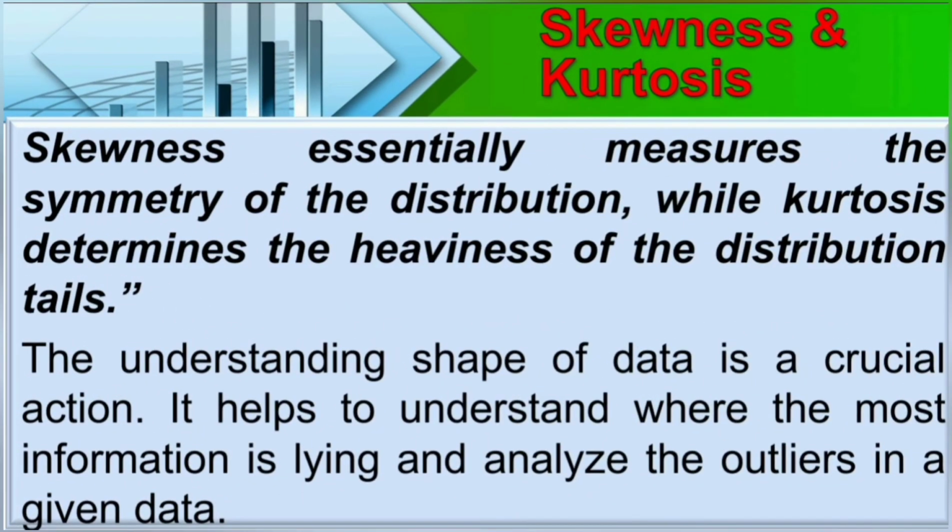Skewness and kurtosis. Skewness essentially measures the symmetry of the distribution, while kurtosis determines the heaviness of the distribution tails. Understanding the shape of data is a crucial action. It helps to understand where the most information is lying and analyze the outliers in a given data.